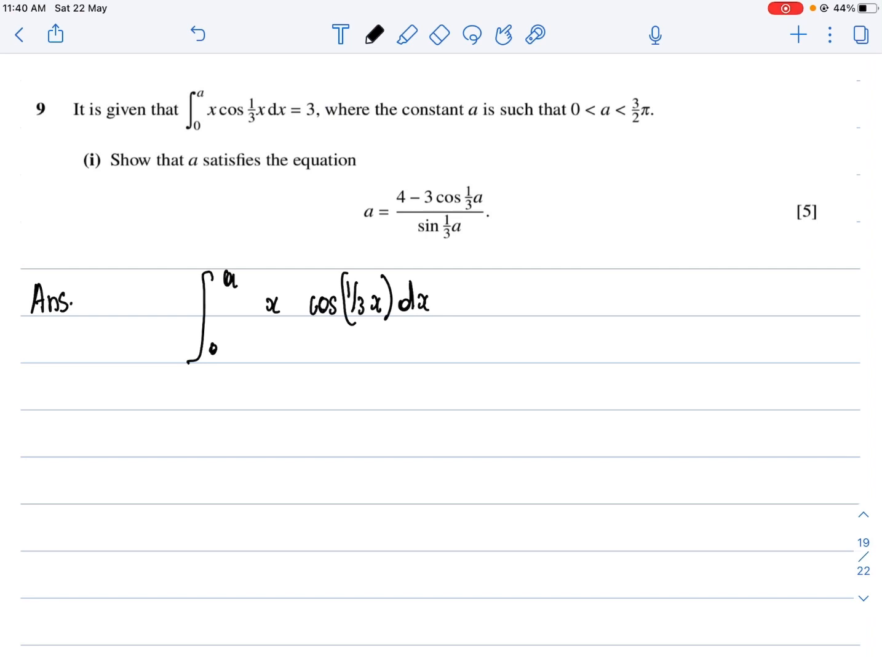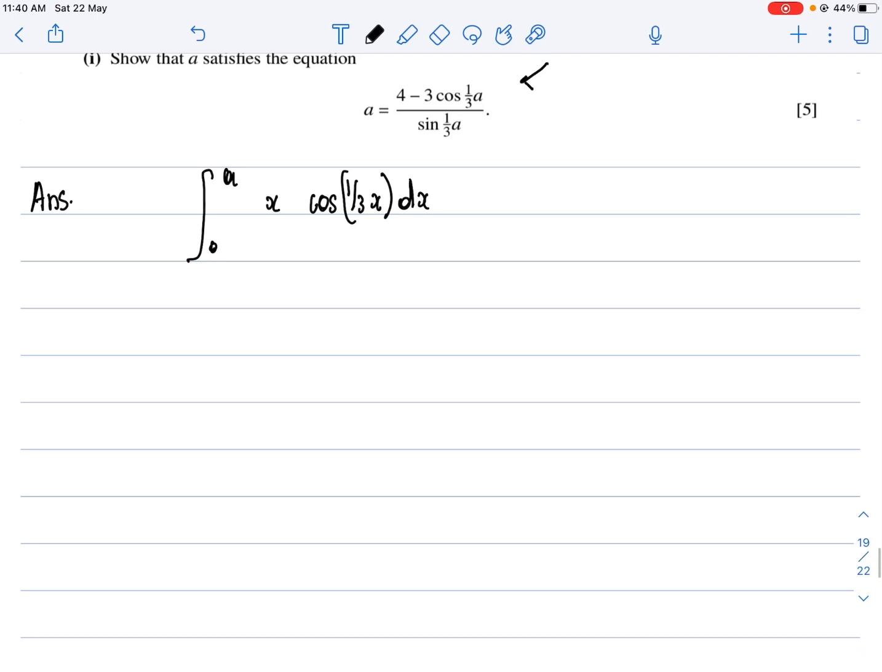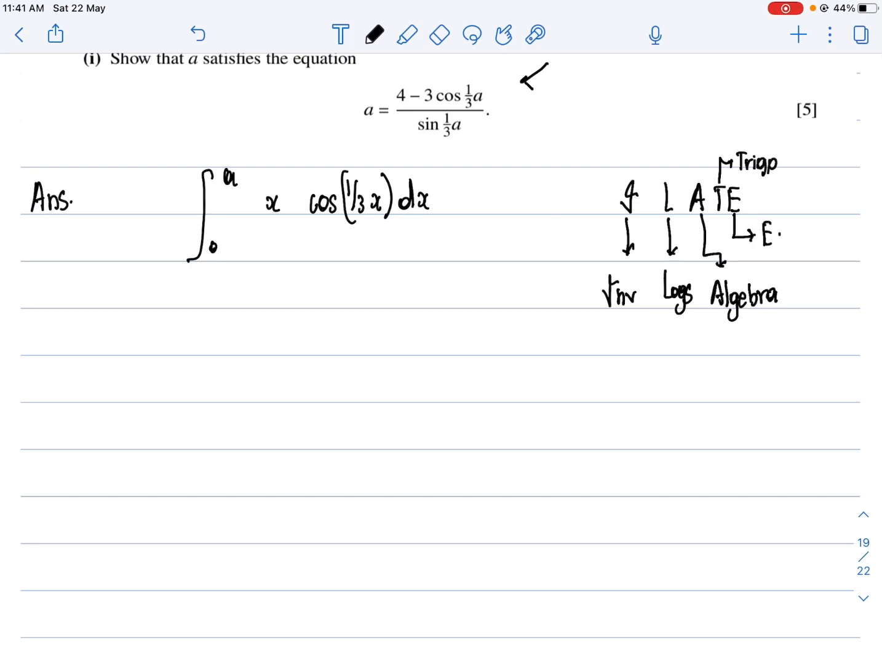As you can see, they have given you an integration, and they've asked you to show that a should satisfy this equation. This concept is called integration by parts, which has an important concept called ILATE, where I is the inverse, L is the logs, A is the algebra, T is the trigo, and E is the exponents.